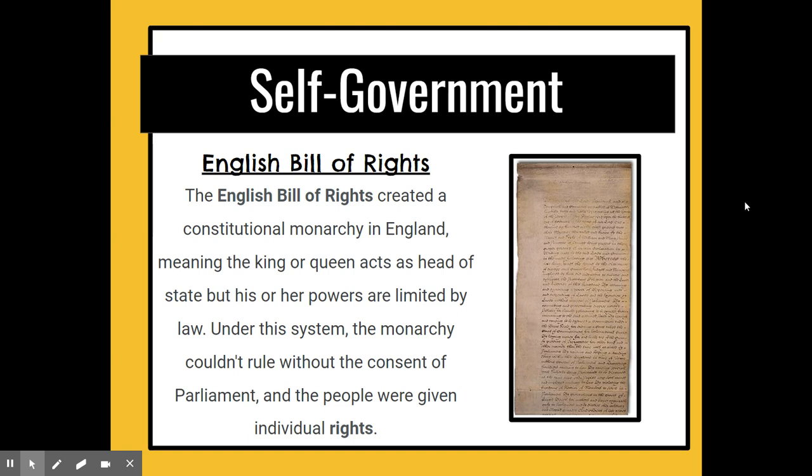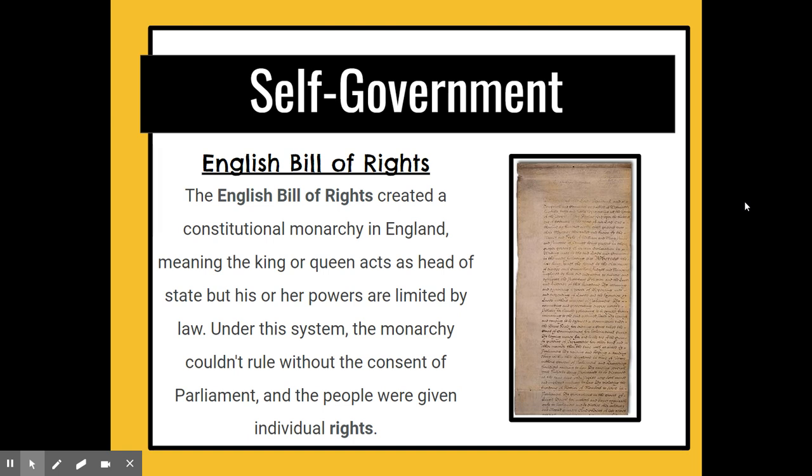The English Bill of Rights created a constitutional monarchy in England. This meant that the king or queen still acts as head of the state, but his or her powers are limited by law. Under this system, the monarchy couldn't rule without the consent of Parliament, and the people were given individual rights. So this is a move in the right direction as far as having a government where the colonists are living. You can still see that the king and the queen act as the head of the state, but they get the rights similar to how in Rome they had a government where they could vote and have a say.